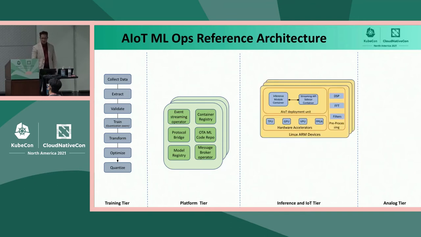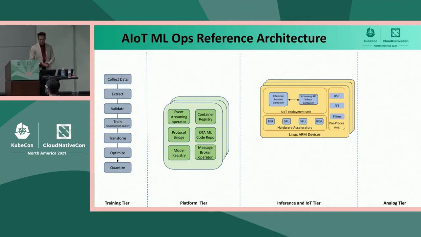The third tier is the inference and the IoT tier. Actually, if you look at this, the folks on virtually connected, you won't be able to see it, but I'll show you a picture of what's set up here in front of the stage. You'll also see these tiers on this demo board here.